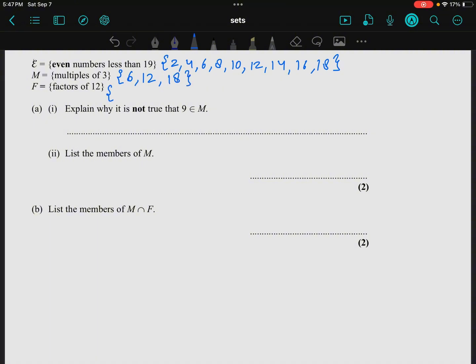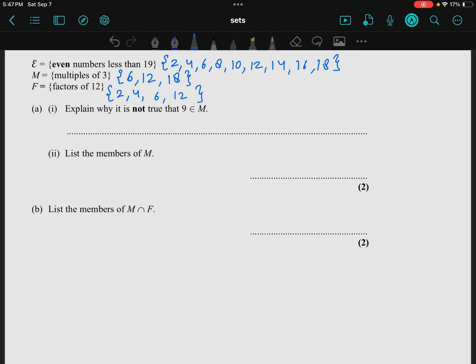Then factors of 12, again we will not be taking any number which is not even. So 2 is a factor of 12, 1 we will not take, then 3 we will not take, then we will take 4, and then we will take 6, and then we will take 12. These are the factors of 12.